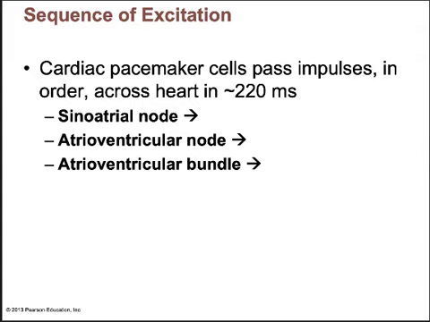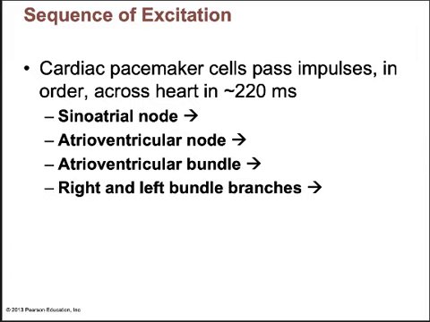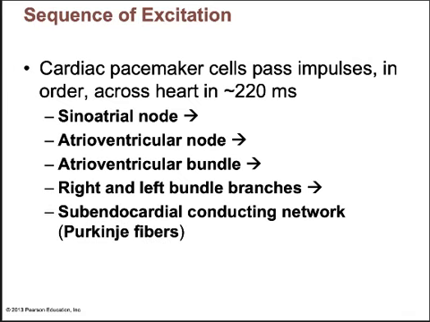The AV bundle and the right and left bundle branches rocket this impulse down to the apex of the heart through the interventricular septum, and then the Purkinje fibers bring it up the walls of the ventricles, and that's followed by a contraction that goes from the apex all the way up to the base of the heart and ejects the blood from both lower chambers.